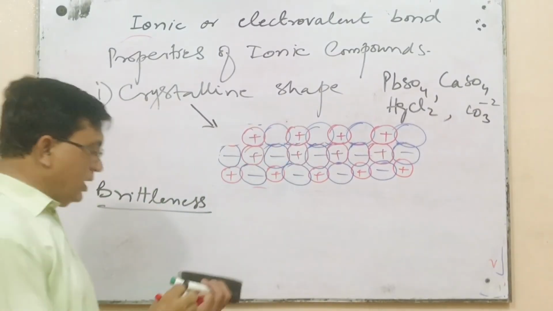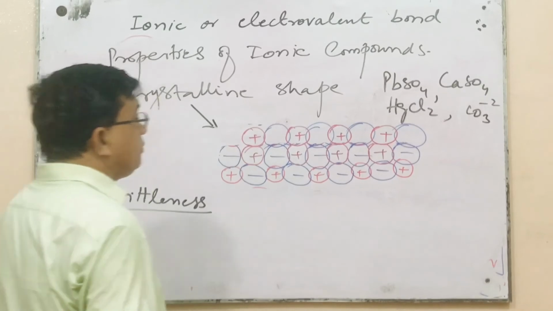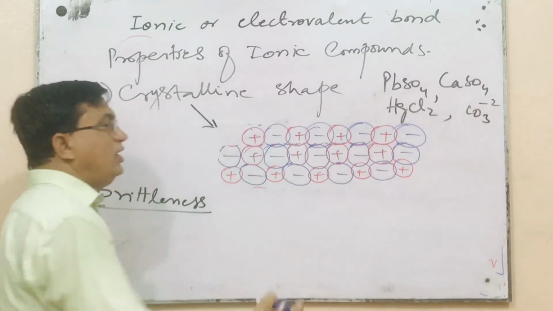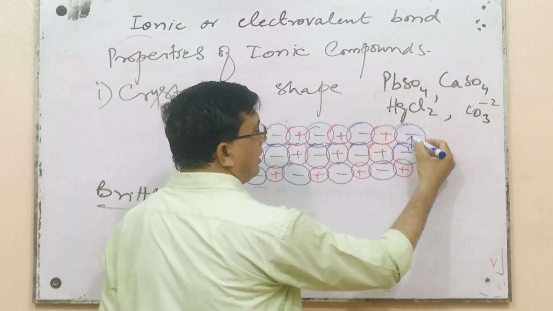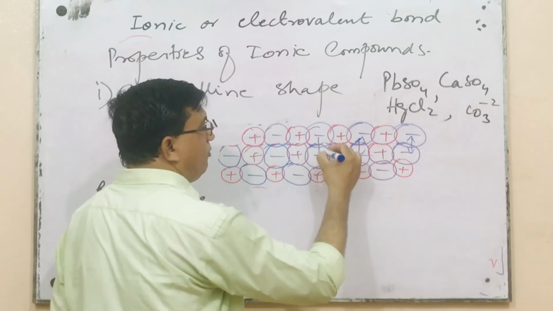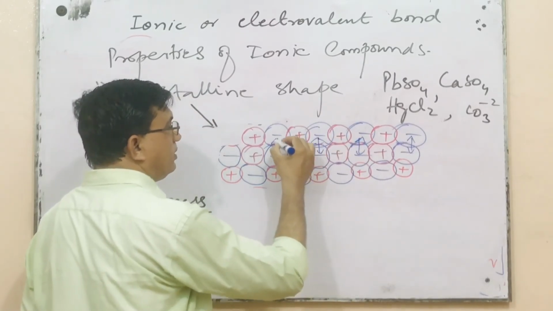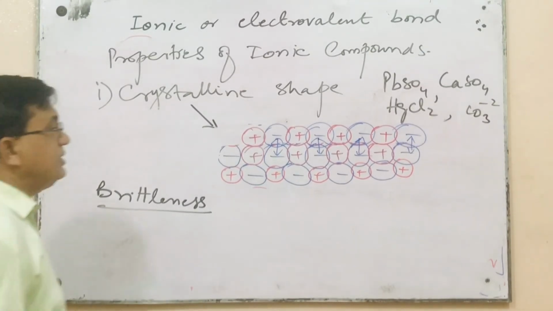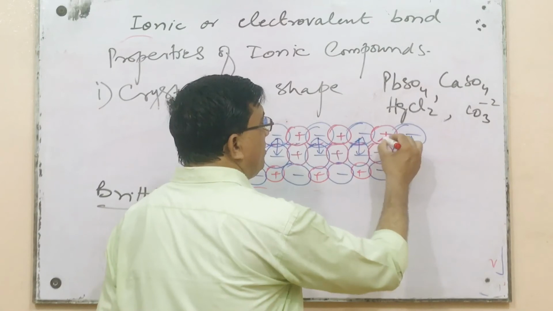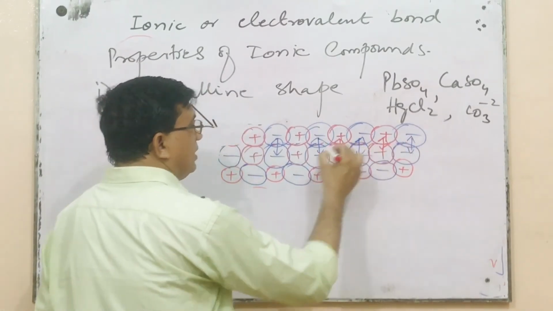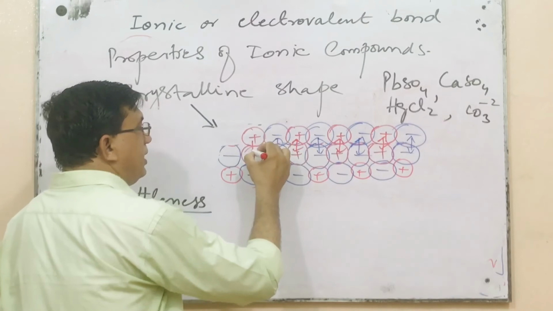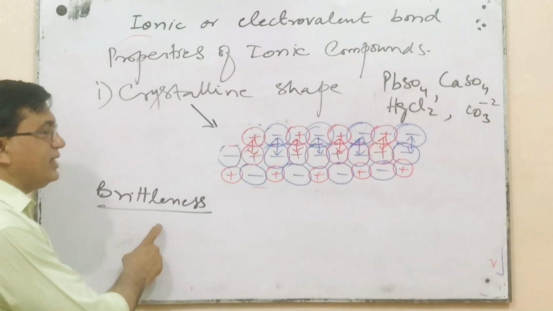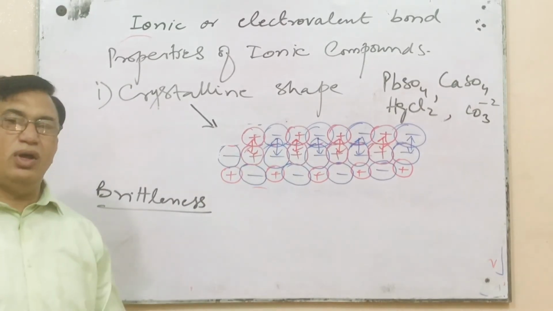Now, due to slipping of this first layer, what will happen? The negative charge comes in front of negative charge and positive charge comes in front of positive charge. What will happen? A force of repulsion will be created. As a result, the ionic solid will be broken down, and this breaking up of an ionic solid into smaller pieces on applying force is called brittleness. This is the property of ionic solids.